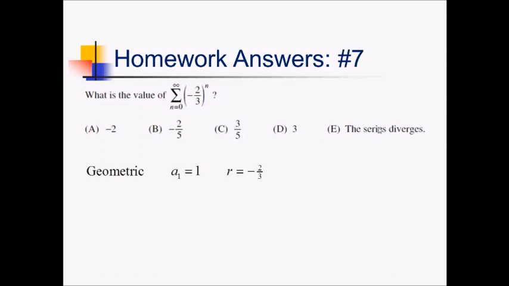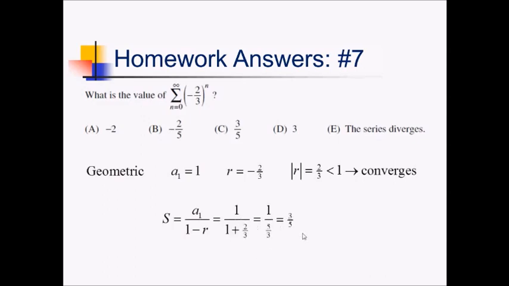We have an option for the series diverging, so I better check to see if this converges or not. To do that, let me take the absolute value of the common ratio and compare that to 1. So absolute value of r is going to be 2/3. That is less than 1, which means this does converge by the geometric series test. Let me go ahead and write my infinite sum formula now, a1 over 1 minus r. So this is going to be 1 over 1 plus 2/3 minus negative 2/3. This is really 1 over 5/3, which is just going to be 3/5. So choice C.